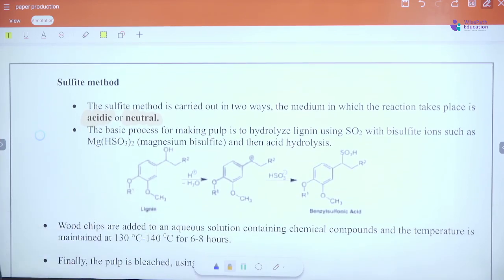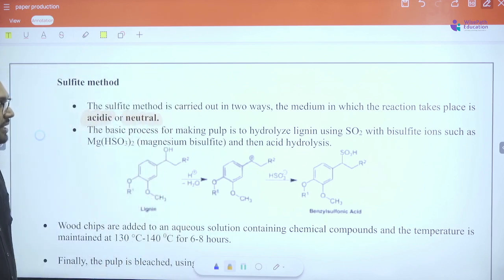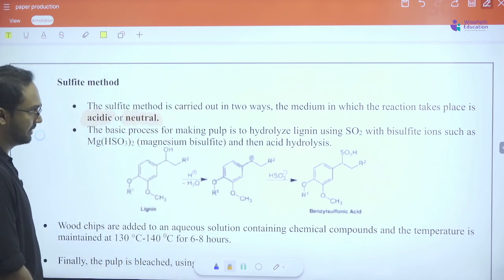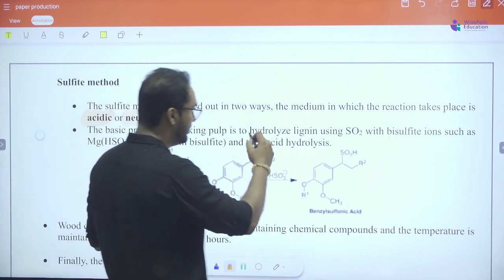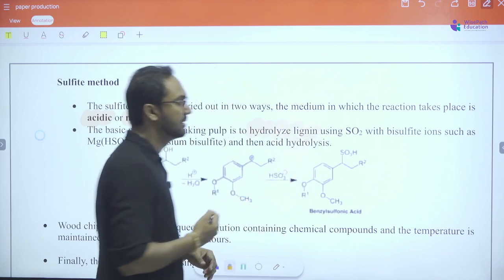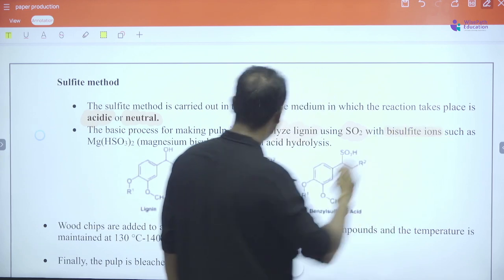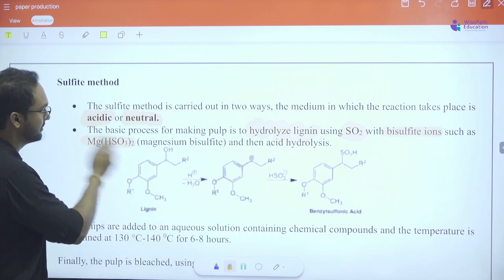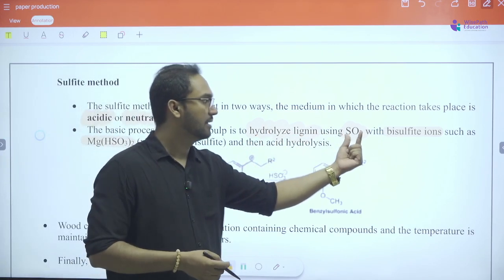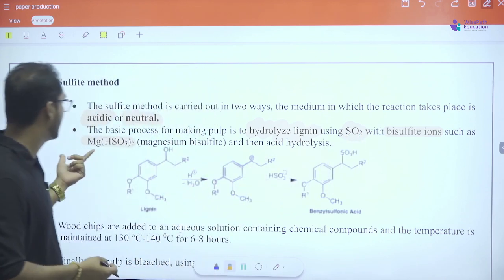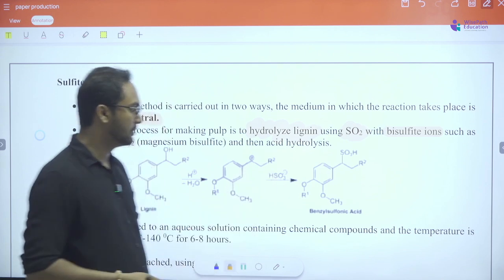The basic process for making pulp is to hydrolyze lignin using sulfur dioxide with bisulfite ions such as magnesium bisulfite, right? So in this sulfite method, what we do is hydrolyze the lignin using sulfur dioxide and bisulfite ions, and then do the acid hydrolysis to remove the lignin, right?